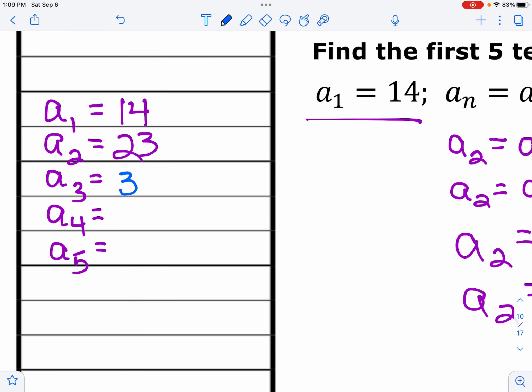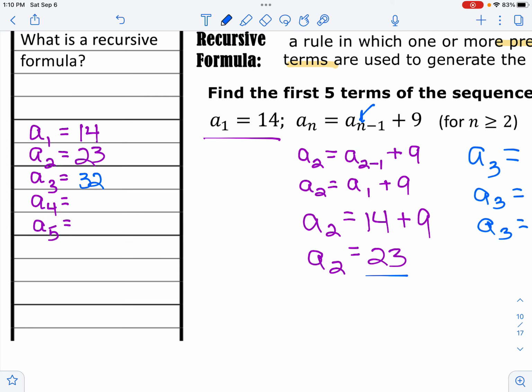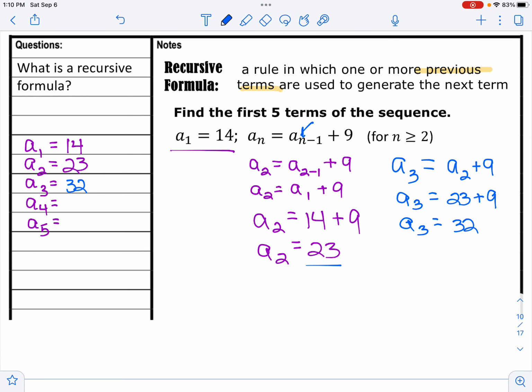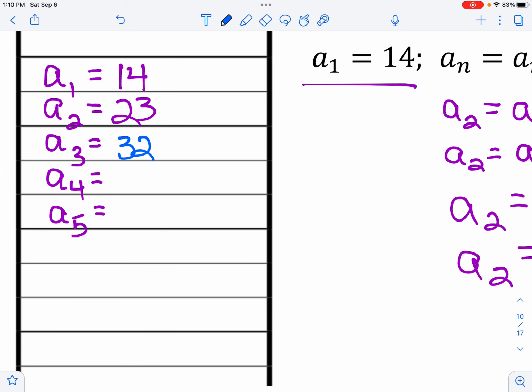This is 32. So now I could write it out every single time for this next one and plug in a sub 4 if you want. But I know that I'm just going to be taking the previous term and adding 9. Well, my previous term now is 32. I'm going to add 9 to that. 41. Now take that term and add 9 again, and that's 50.